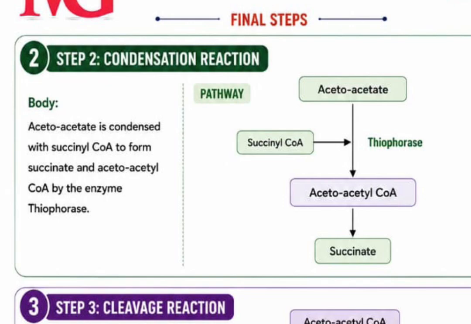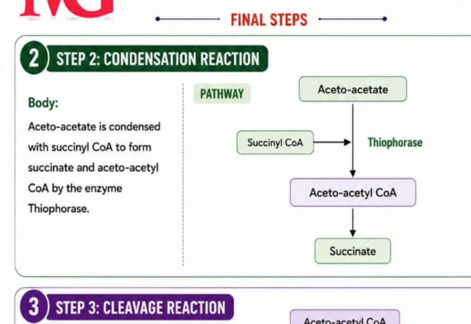Then I'll also convert acetoacetate to Acetoacetyl-CoA by the enzyme thiophorase. Again, there will be oxidation of succinyl-CoA to succinate, which is a normal substrate of the TCA cycle, and there will also be conversion of acetoacetate to Acetoacetyl-CoA by the enzyme thiophorase. So succinate now can continue the TCA cycle to form ATP for ourselves.